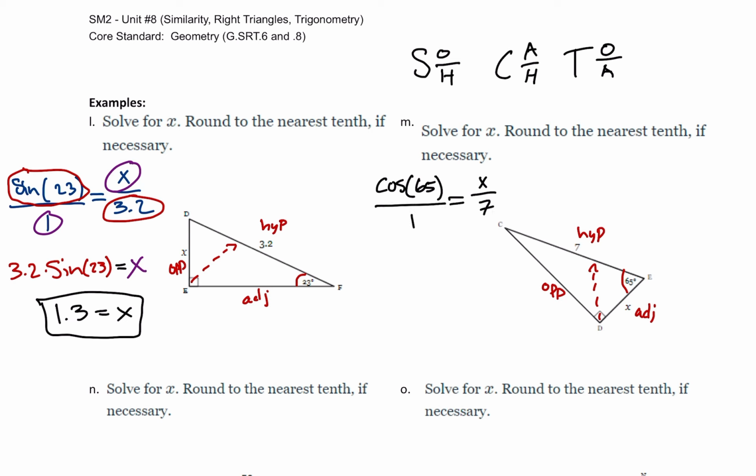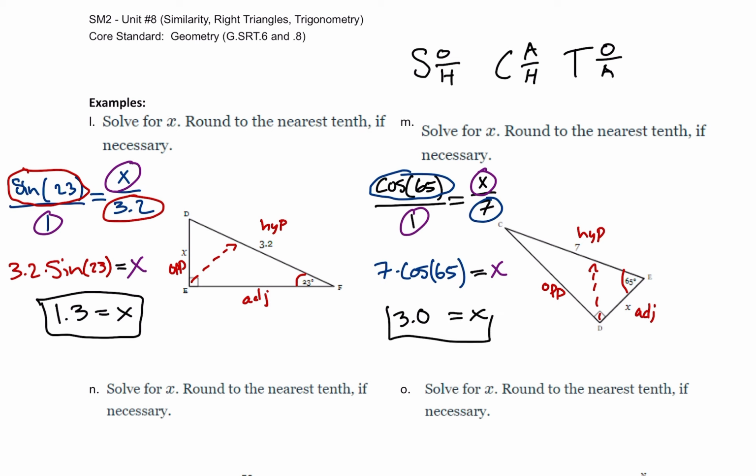Now we're going to cross multiply. We've got the cosine of 65 times 7. So 7 times cosine 65. That's equal to x times 1, which is just x. Because x is all alone on this side of the equation, I can just plug this into my calculator. 7 times the cosine of 65 is equal to 3.0 when we round to the nearest tenth, and that's what x is.